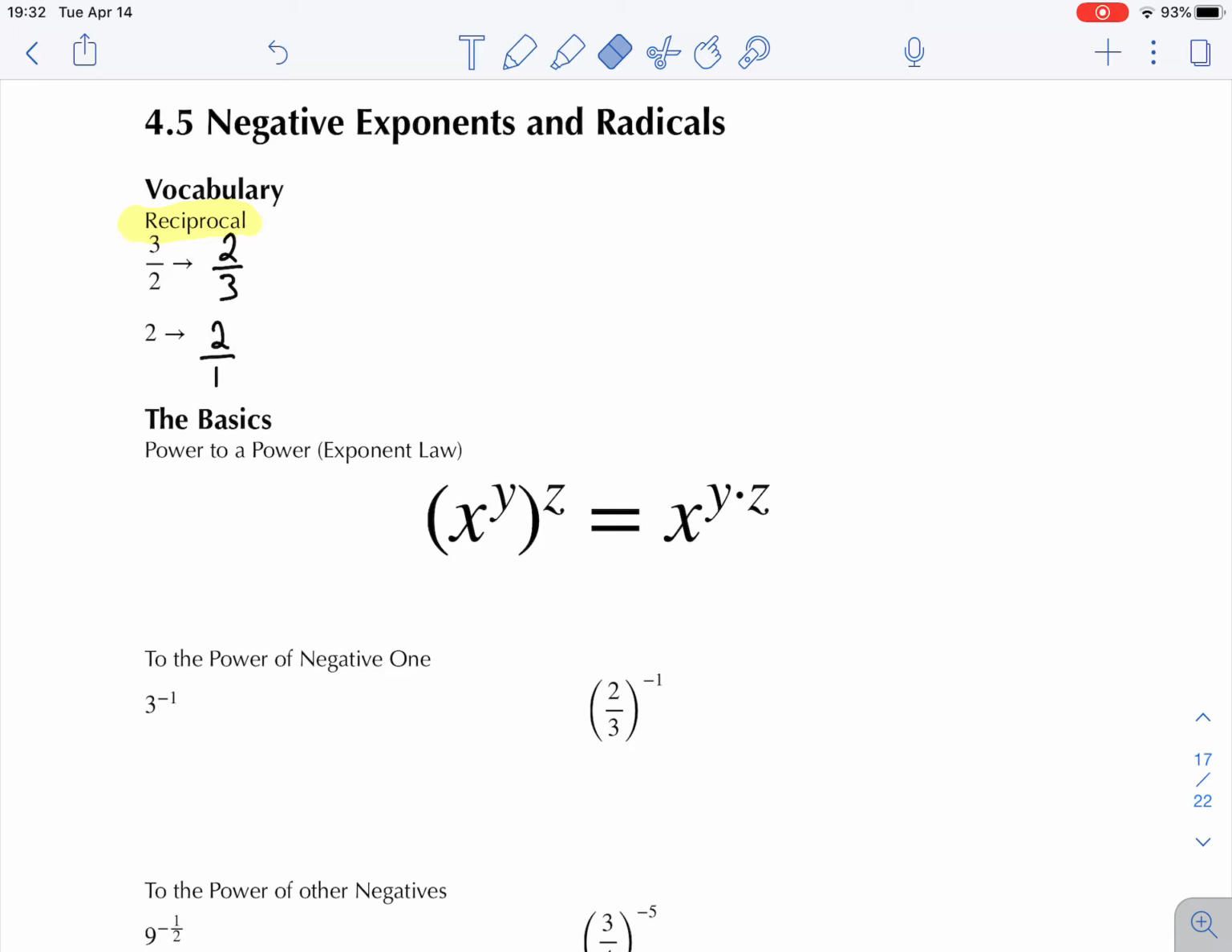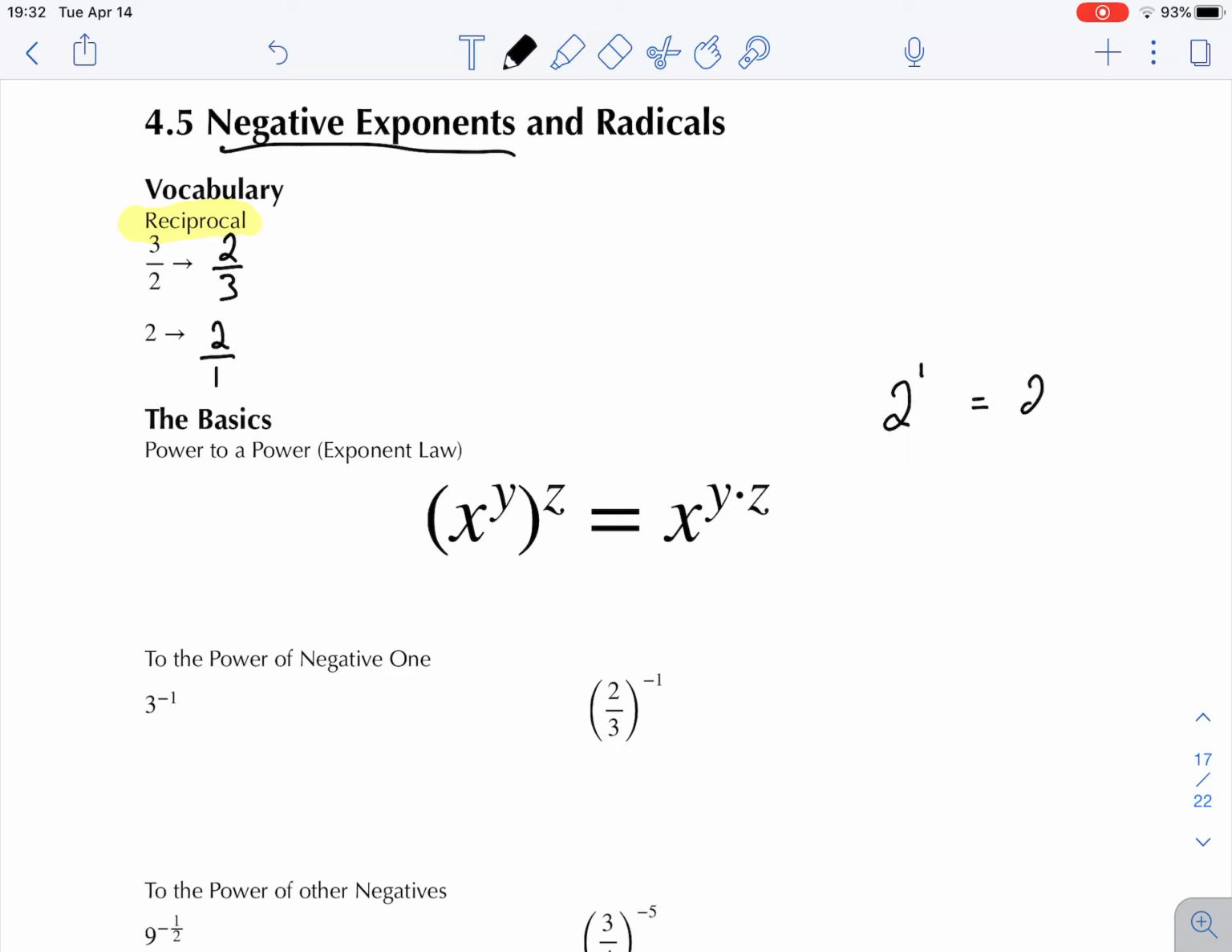All right, let's take a look at the power to a power exponent law. If we have a power raised to an exponent here, we just multiply those two together. We've reviewed it in the last section. Well, hopefully you've reviewed it before this unit even started. Now what we're trying to do is figure out, what does a negative exponent mean? Well, let's take a look at an example, a list.